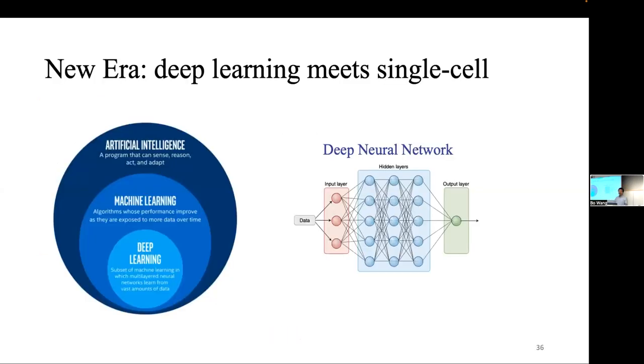So this leads us to the second part of the talk, a new era: can we use deep learning to analyze single cells? So what is deep learning? In a more academic setting, AI, artificial intelligence, which we talk about a lot, is a very wide concept in which machine learning is a subset of AI. And deep learning, the very algorithm behind all the hype of AI, is just a subset of machine learning.